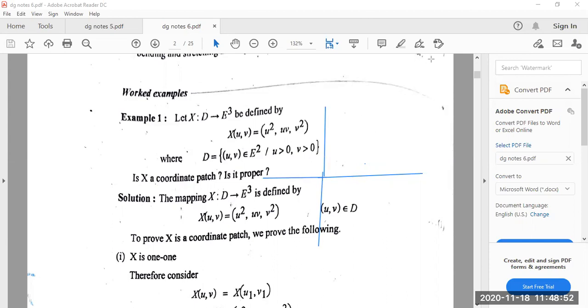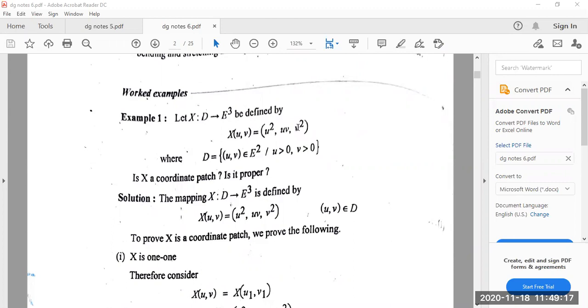Okay. So let us study the mapping X. So what is the mapping X? X of u v is equal to u square, u v, v square. To prove X is a coordinate patch, we first have to prove it is 1-1. Now one may have a question: why study 1-1?